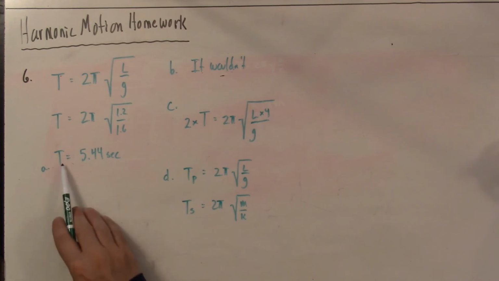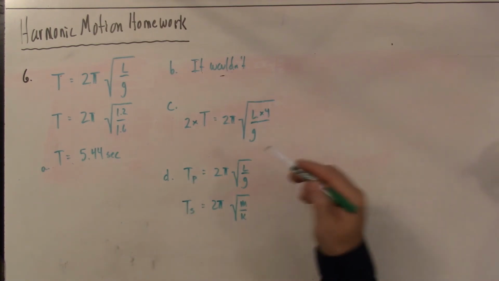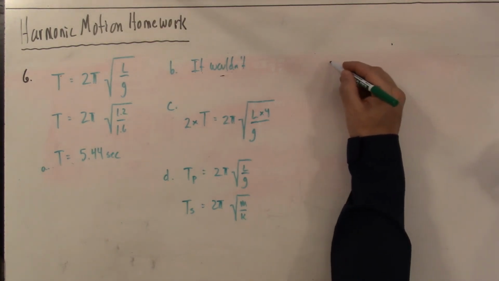So you can take this original period and plug it in for the period of a spring. You know the mass and you can solve for K directly. Or one other thing you can do is set these two equations equal to each other. If you set these two equations equal to each other, you end up with something that looks like this.